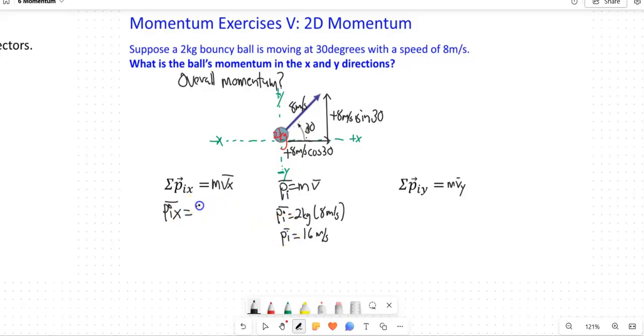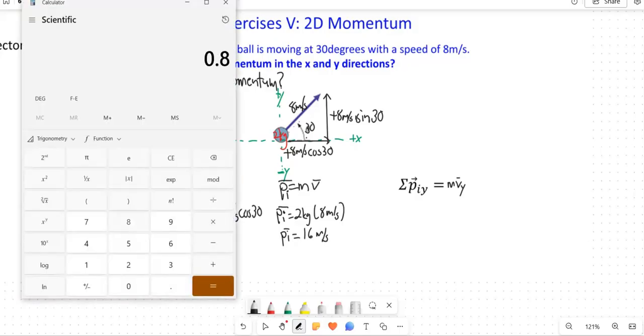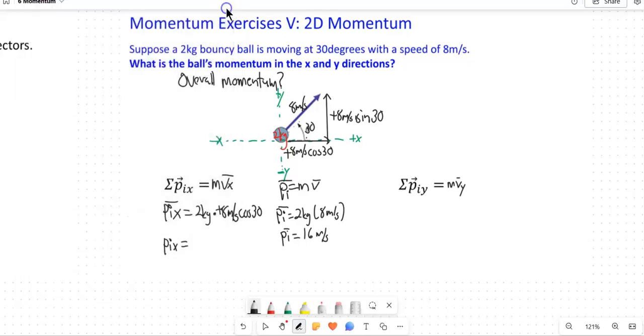That is going to be equal to the 2 kilograms times positive 8 meters per second cosine of 30 degrees. So that initial momentum in the x direction, let's go ahead and figure it out. That's 0.866 times 2, 1.732. So this is going to be positive 1.732 kilogram meters per second in the x direction.